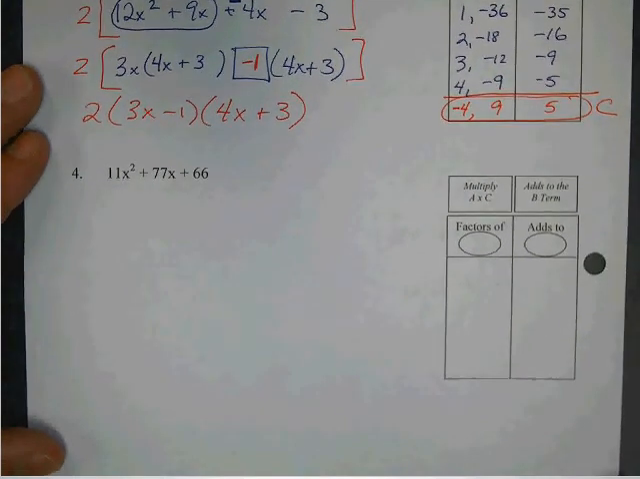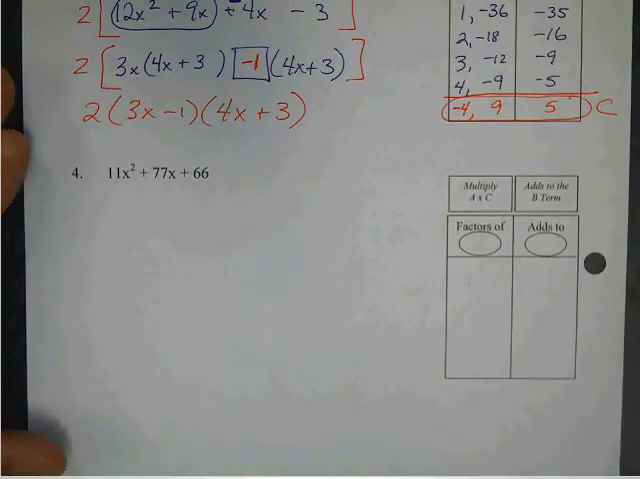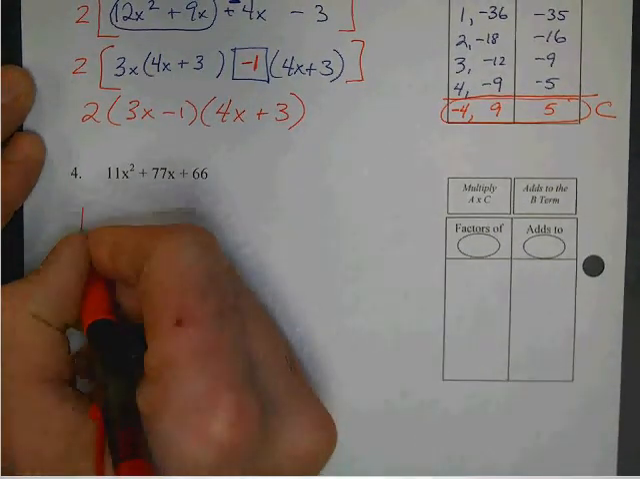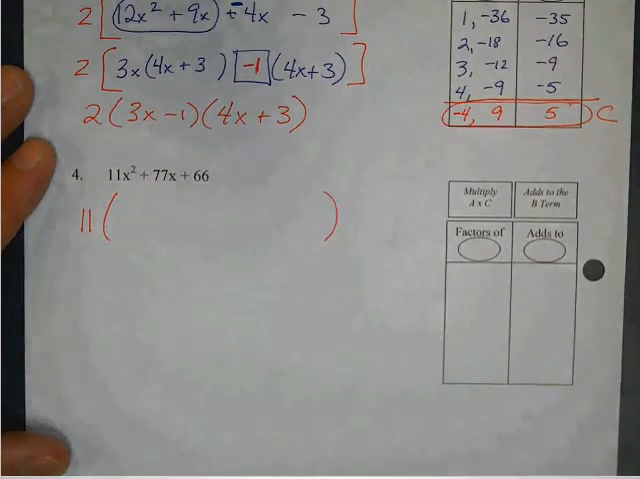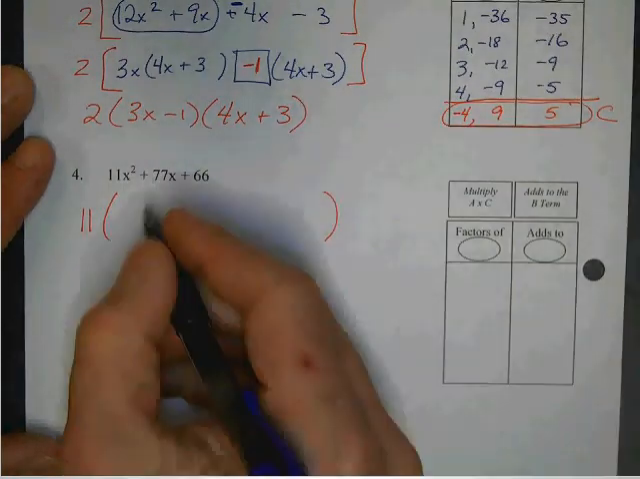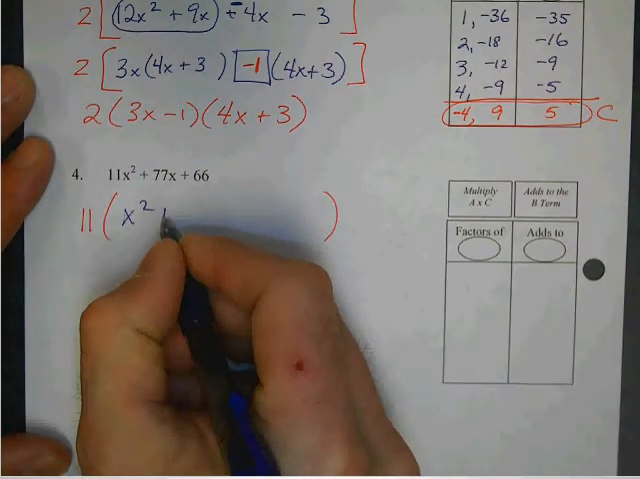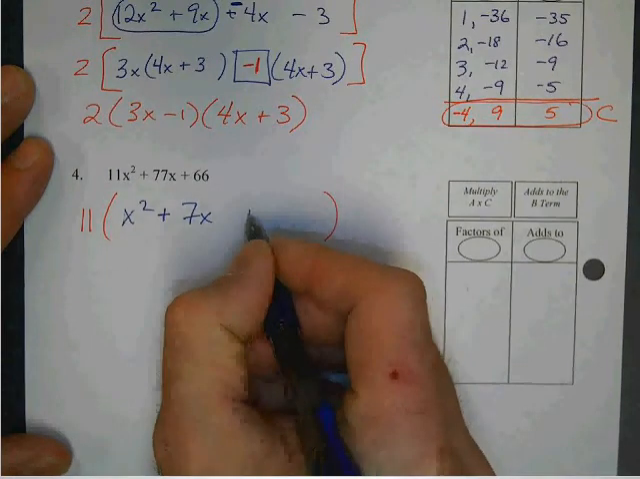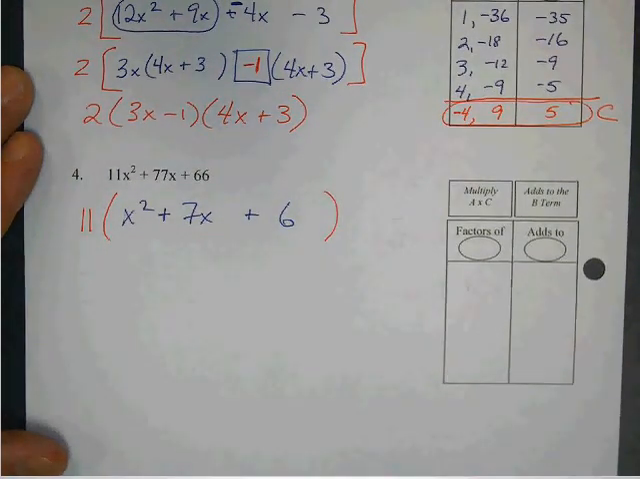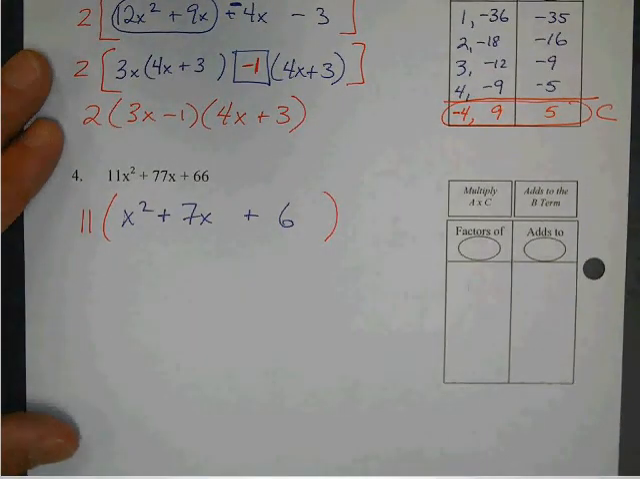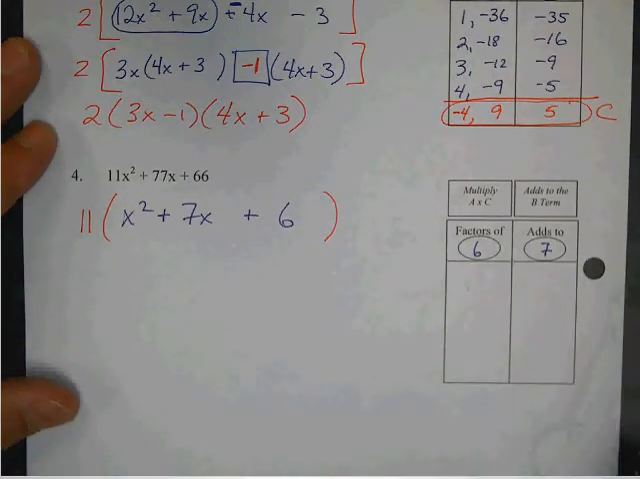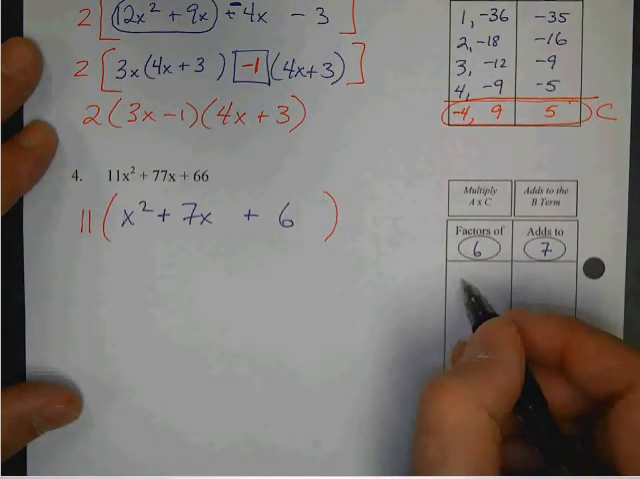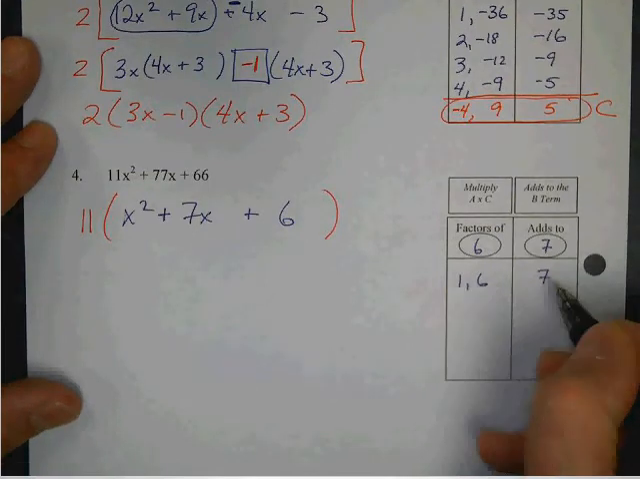All right, our last one. 11x squared, 77x, 66. 11. 11. So write her down. What's inside? Drew. X squared, 7x, and then plus 6. All right. Factors of 6? Adds to 7? 1 times 6. All right. 1 times 6. 1 times 6 is?